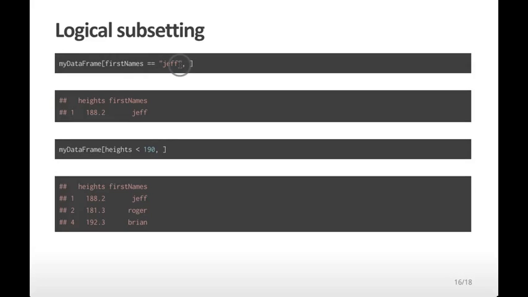This is equivalent to saying that you only want the first row of the data frame, since only the first row of the data frame corresponds to a first name of Jeff. And indeed, that's what's returned here. You can also do things like try to identify the parts of the data frame corresponding to heights in a particular range. For example, this will return only the rows in the data frame corresponding to heights less than 190. Alternatively, I can put commands after the comma, and that will deal with columns rather than rows.